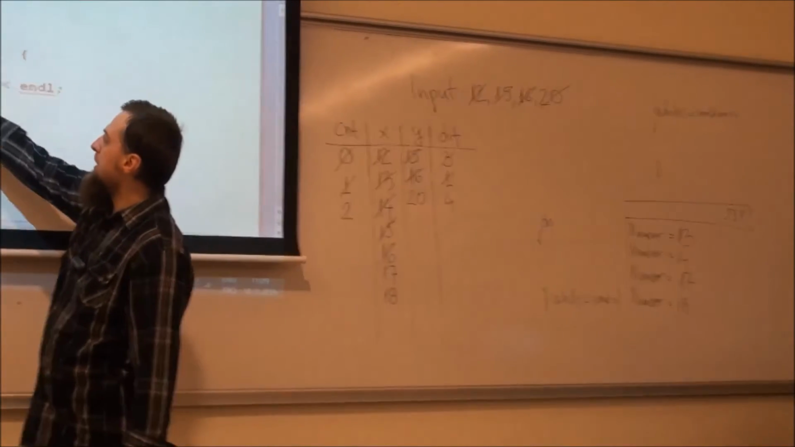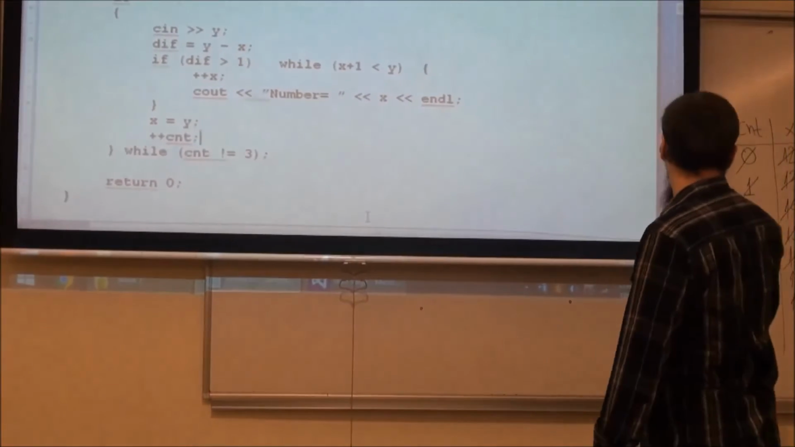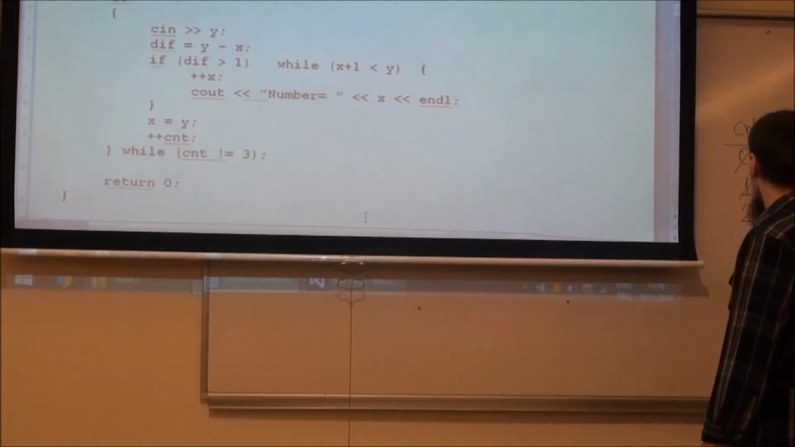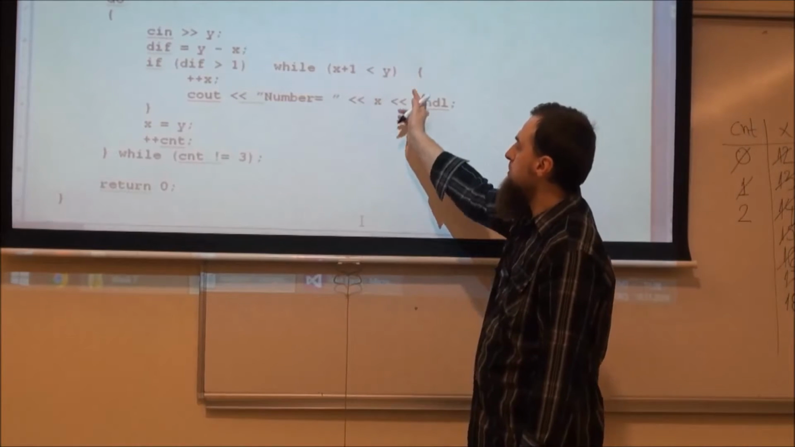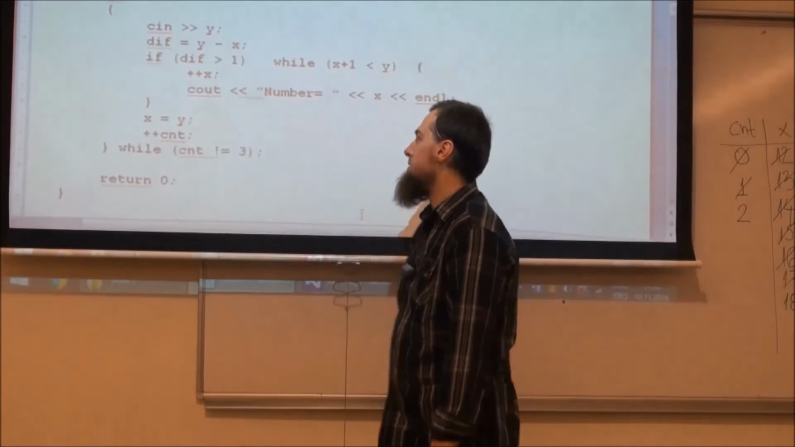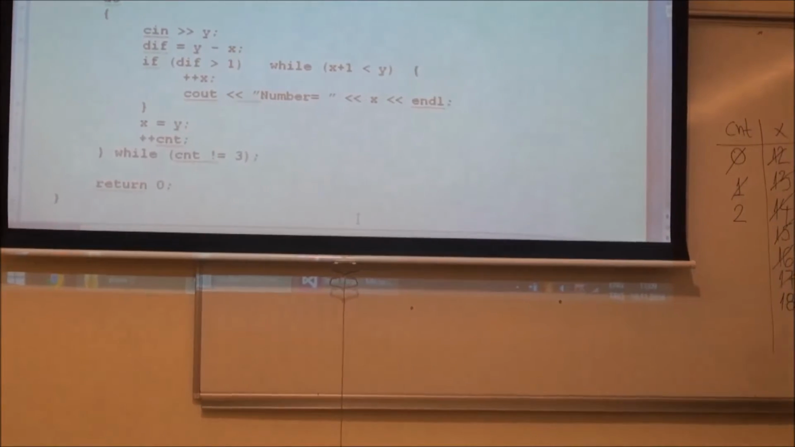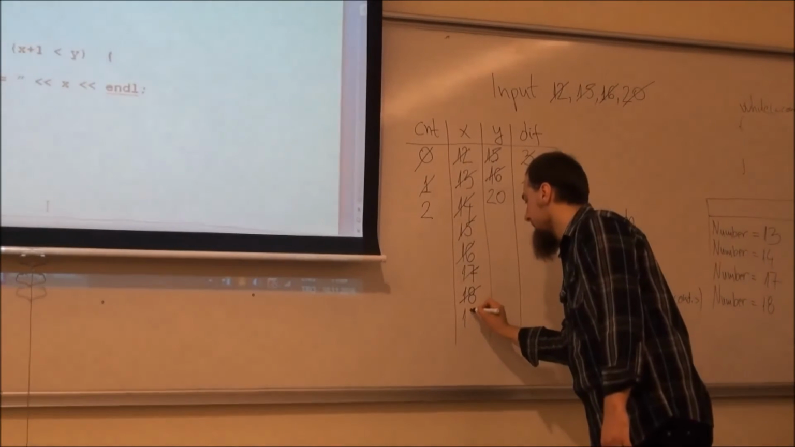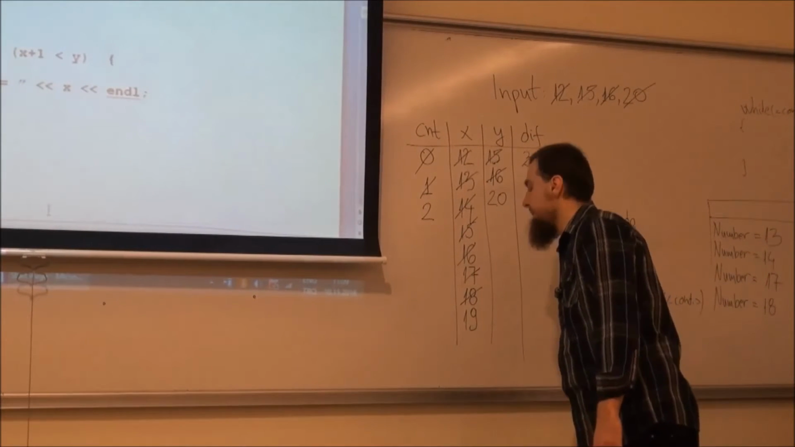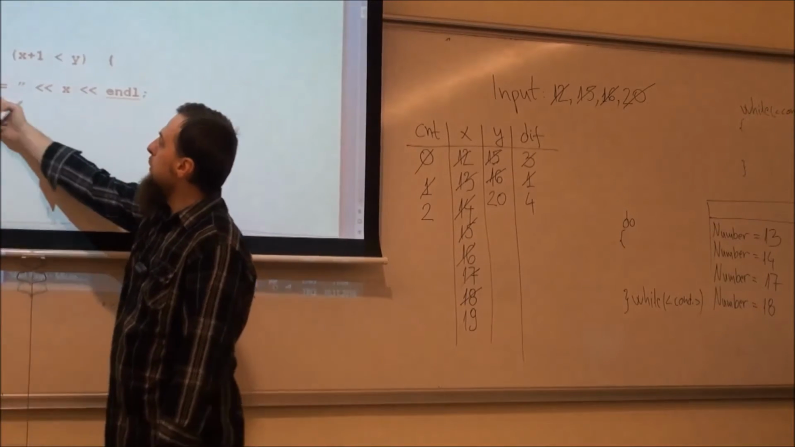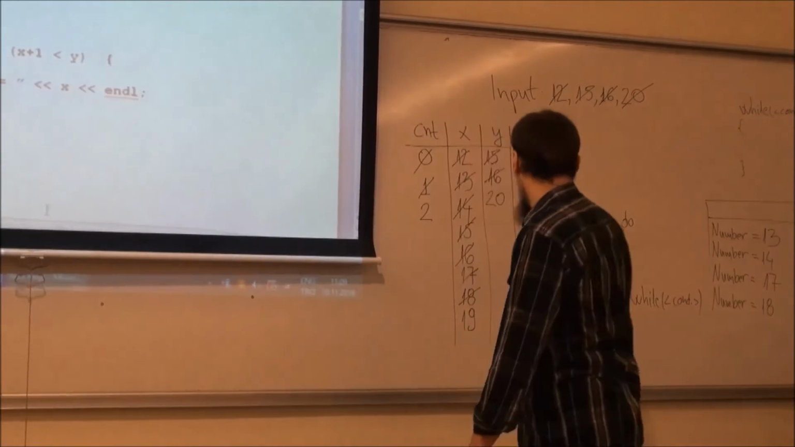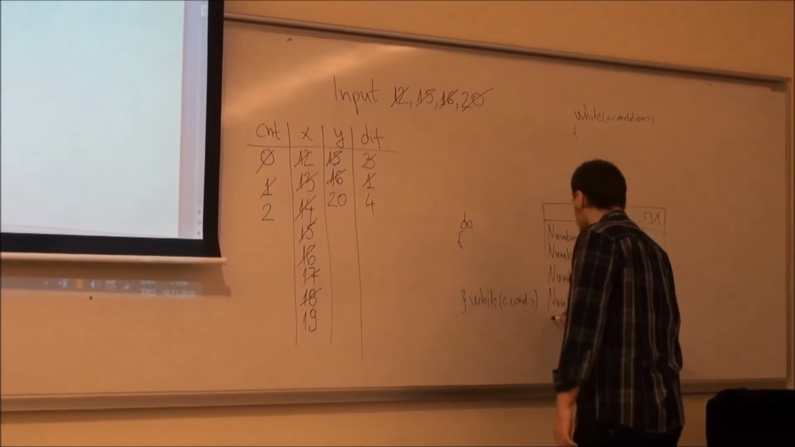Again, we check the while loop. X plus 1 is smaller than y. 18 plus 1, it's 19. This is smaller than 20, yes. 19 is smaller than 20. We go inside. We increment x. So x is now 19. We print the number at the console. So number is equal to 19.